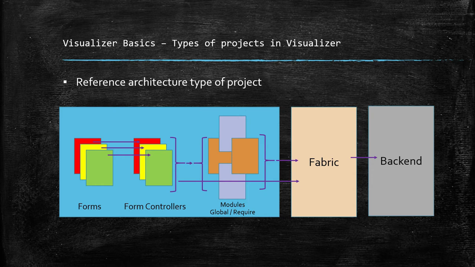There is one more group that you are seeing here as form controllers. A form controller is a simple JS file which gets created whenever you create a new form inside reference architecture type of project. So every form in a reference architecture type of project would have a corresponding form controller, and the functionality that you want to implement for every user action on a form, you would write the functionality in the corresponding form controller of that particular form.